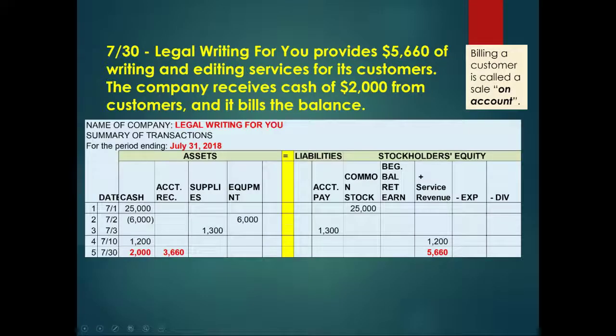So let's record that. $2,000 cash increases. It's on account. A customer owes us money. That's accounts receivable, $3,660, and we recognize the full amount of the revenue, $5,660. I want to make a point here that even though the customer owes us the $3,660, the company records the wholesale amount, $5,660.